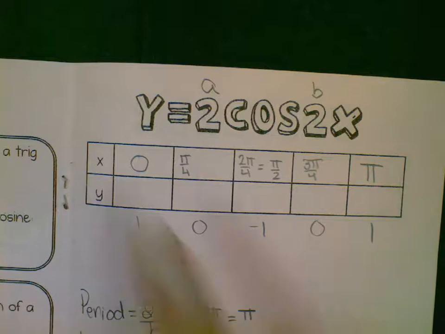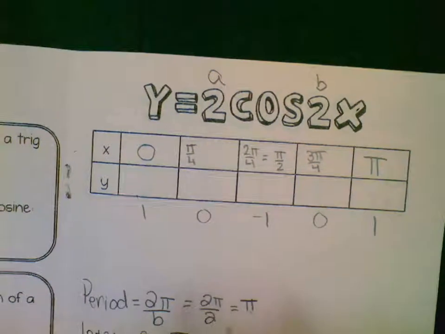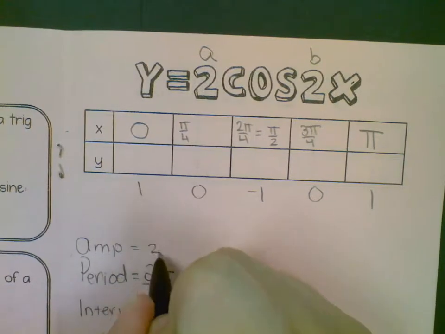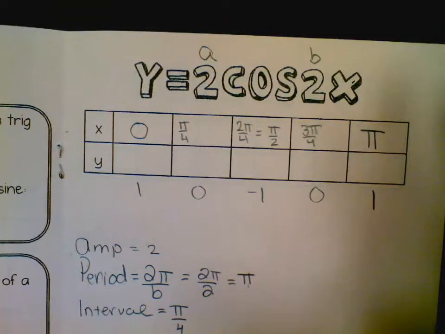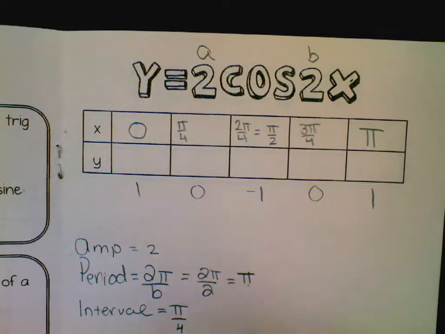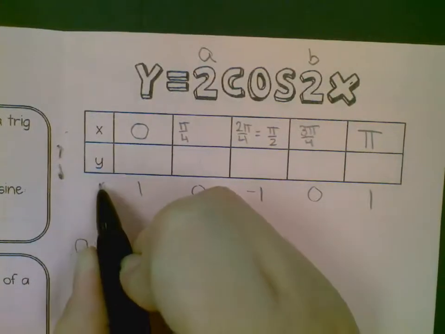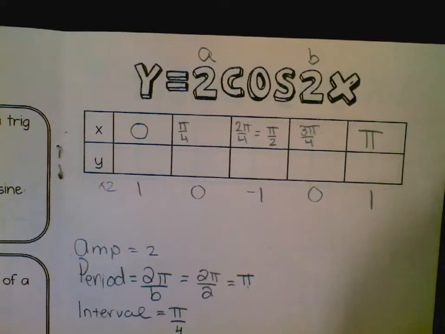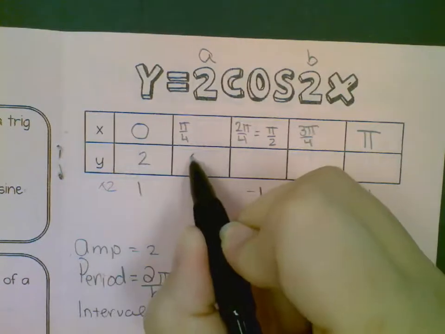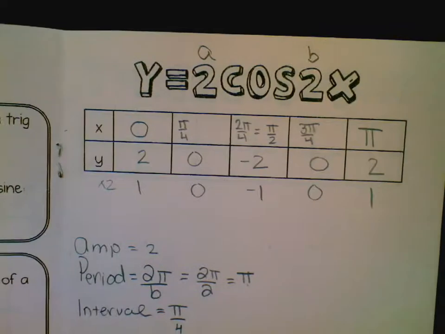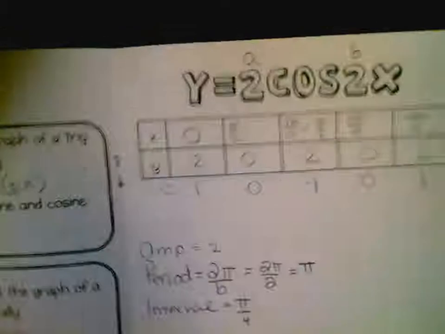But for this one, we have an amplitude of 2. So that means it's going to be stretched out on either side of the center by 2. So we would take these numbers and times them by 2 to get our actual y value. So we'd have 2, 0, -2, 0, 2. And those are going to be the points that we plot on our graph.